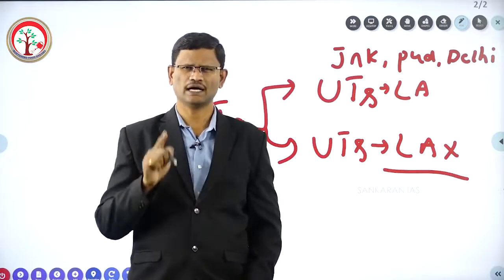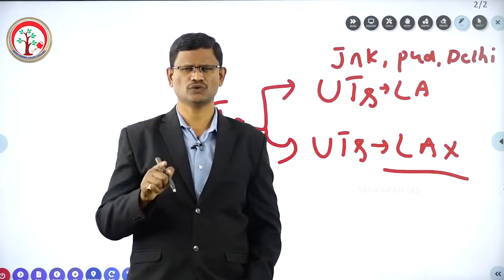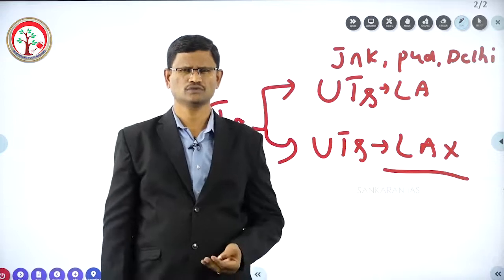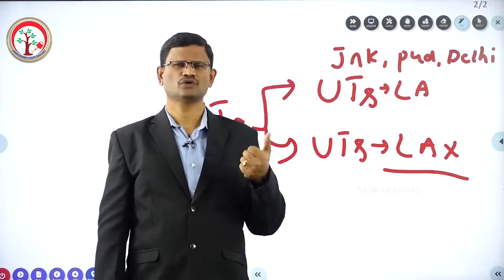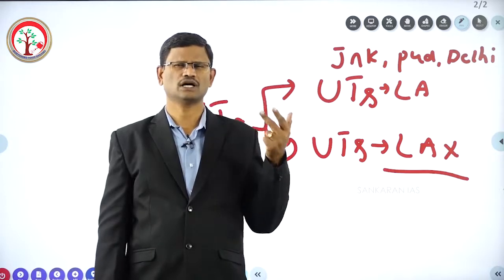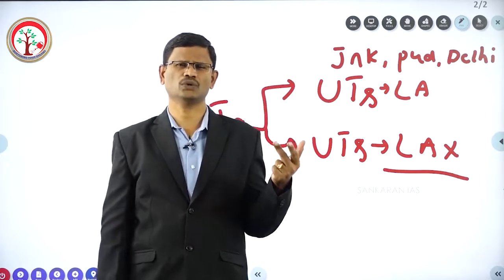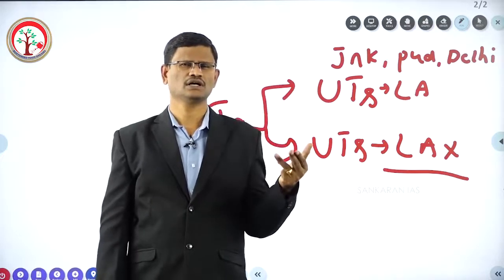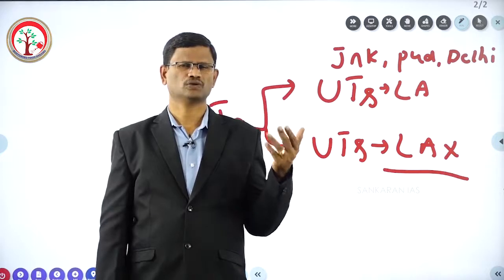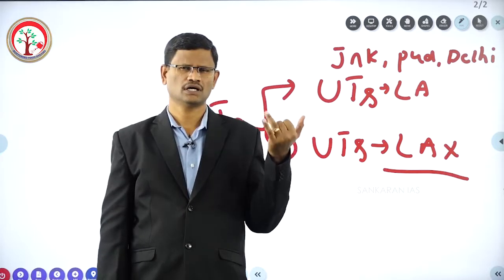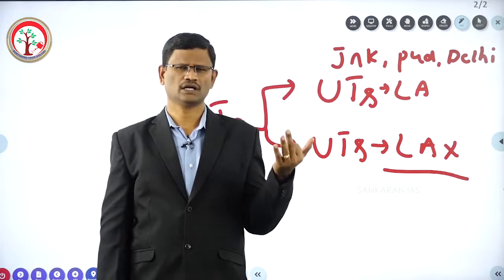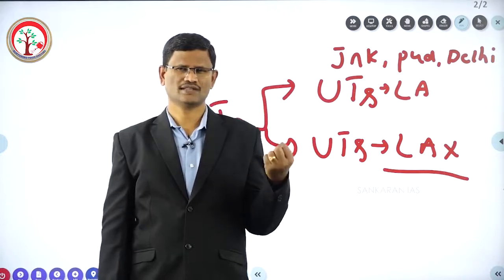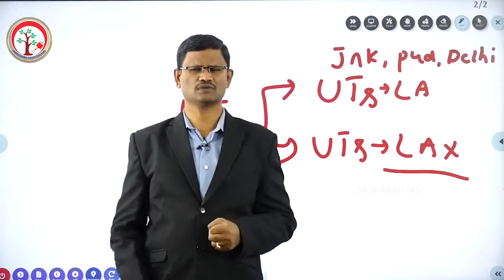So with respect to all the items in the 7th Schedule, Parliament is supreme to make laws. In other words, with respect to Andaman and Nicobar Islands, Lakshadweep, Dadra and Nagar Haveli and Daman and Diu, Chandigarh, and Ladakh, Parliament is supreme. So these are the 5 union territories which do not have a legislative assembly.